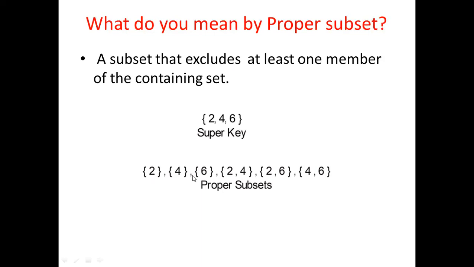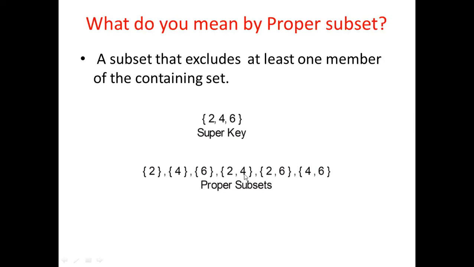Take the individual three elements, that is 2, 4, 6, and the combinations of two elements: 2, 4, 4, 6 and 2, 6. All of these are nothing but what we call proper subsets. Now, out of these, each and every element from the proper subset is going to be checked in a super key.